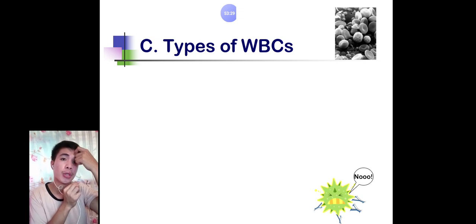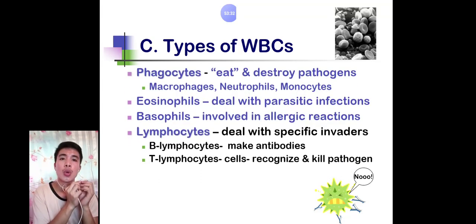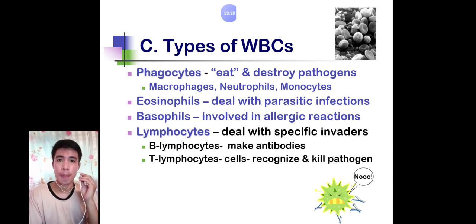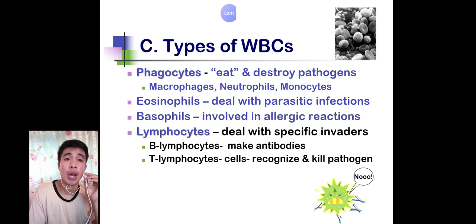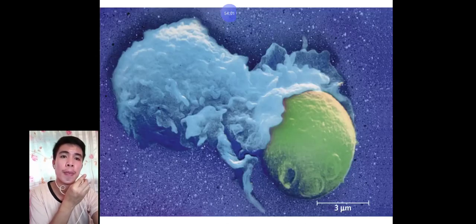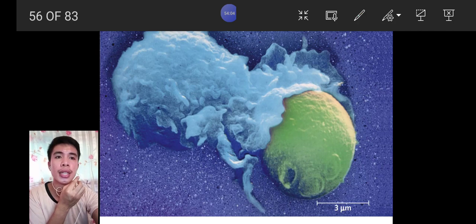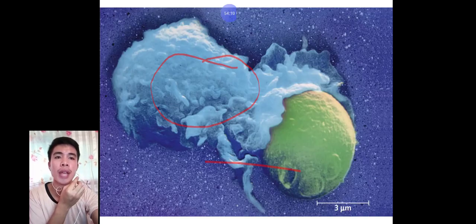Next is the types of white blood cells. Let's see. Phagocytes eat and destroy pathogens. Phagocytes are the types of white blood cells that eat the dead pathogens, like dead bacteria. The types of phagocytes are the macrophages, neutrophils, and monocytes. Look at the picture. This is what is called phagocytes. This is the phagocytes.